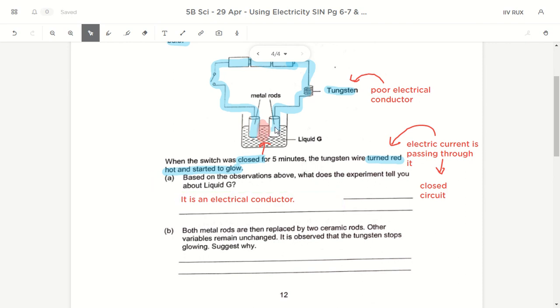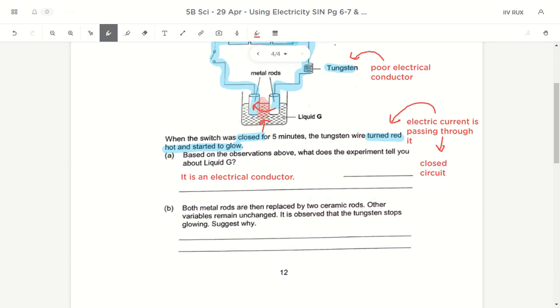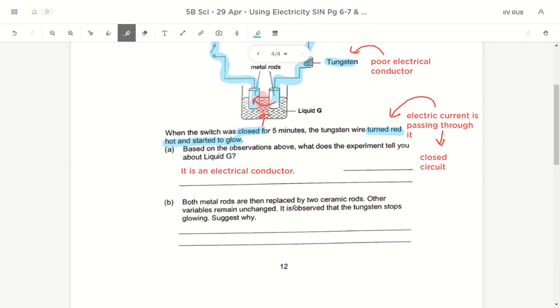Because electric current can go from one rod to the next rod to form the complete circuit, the G must be an electrical conductor. Right? So now I change something. I change the rods. I make them ceramic rods. So ask yourself, what are ceramic rods? Ceramic rods are non-metal, and we know non-metals are electrical insulators.